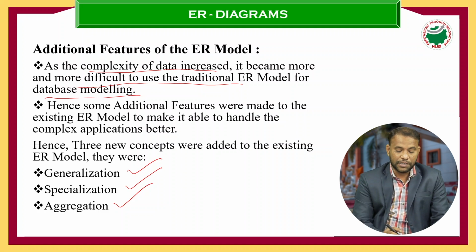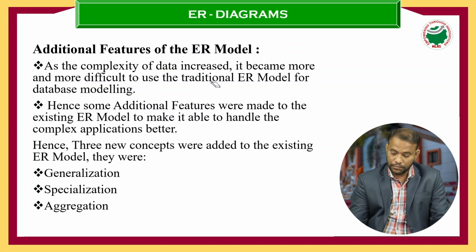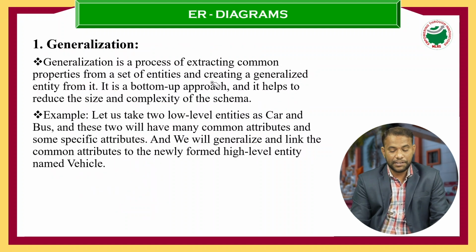First one is generalization. Generalization is a process of extracting common properties from a set of entities to create a generalized entity. And it is a bottom-up approach. It helps to reduce the size and complexity of the schema.